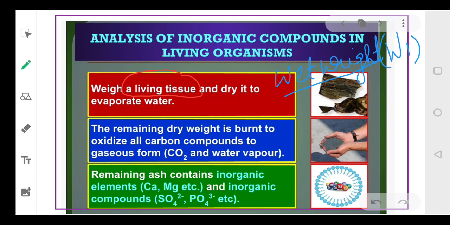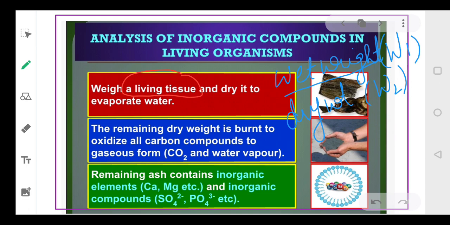Now we will dry this tissue in the sun. Clear everyone? We will dry the tissue. So when we dry it, water will evaporate from the tissue. Now we will again weigh it, so that will be called dry weight. Let's suppose the dry weight is W2. So can we calculate the amount of water that has evaporated from the tissue?